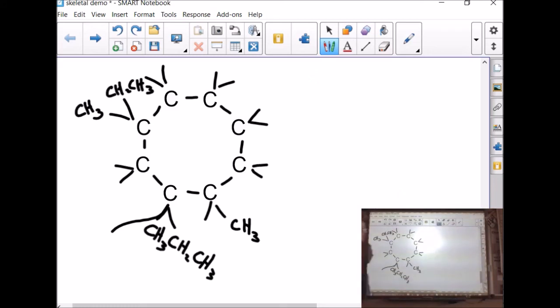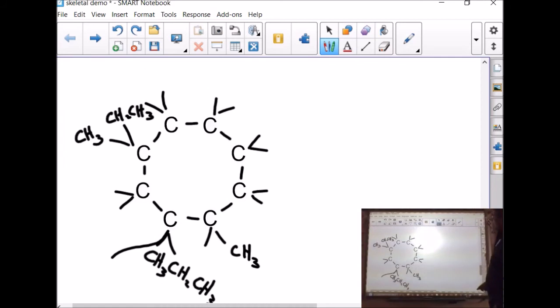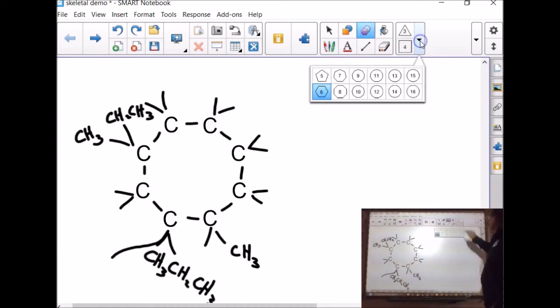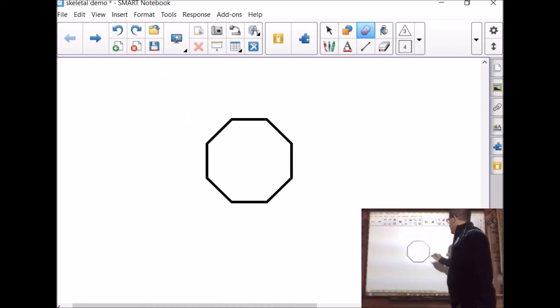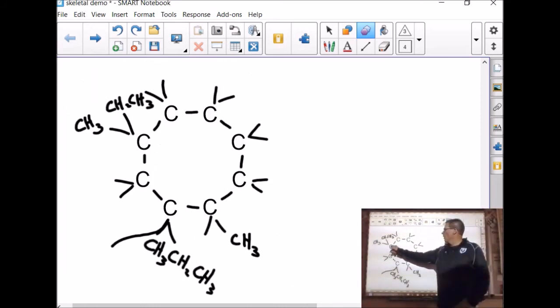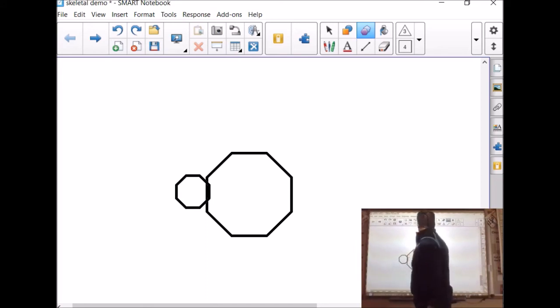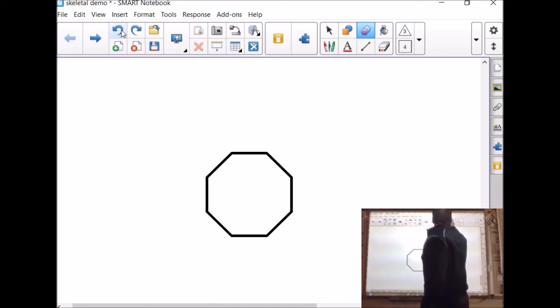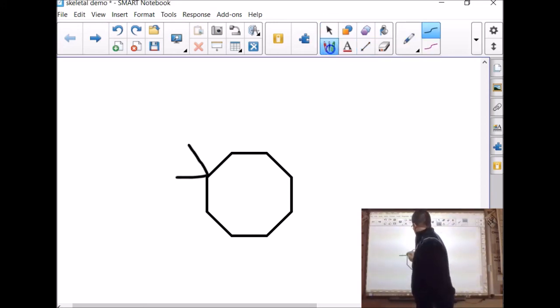Well, before you do that, let's draw the skeletal shape, and then we can name it from there. Okay, so what is our cyclo? What shape do we have? An octane, good, so we'll go octane. And what do we have on this carbon right here? A methyl and an ethyl. Okay, so a methyl and an ethyl.